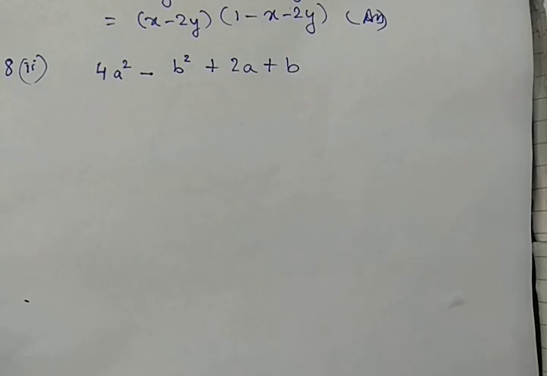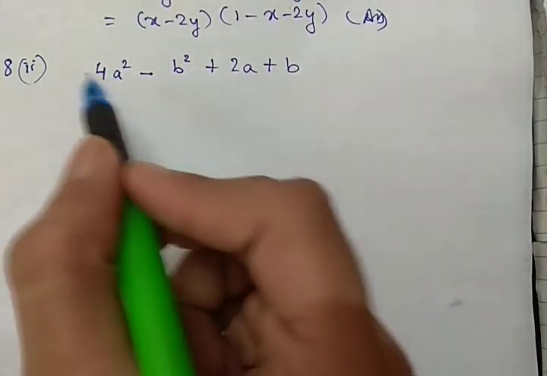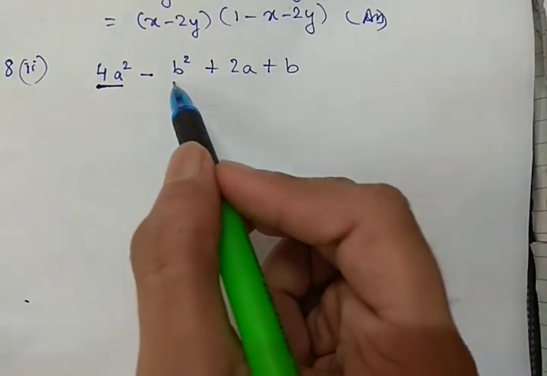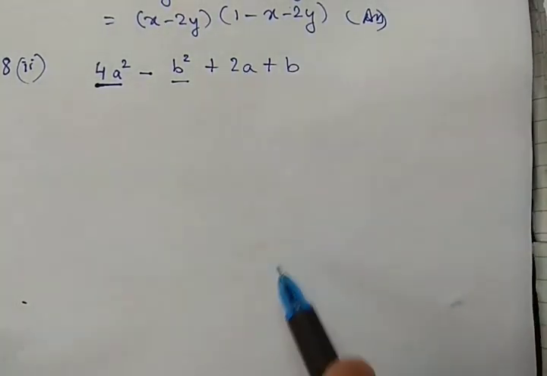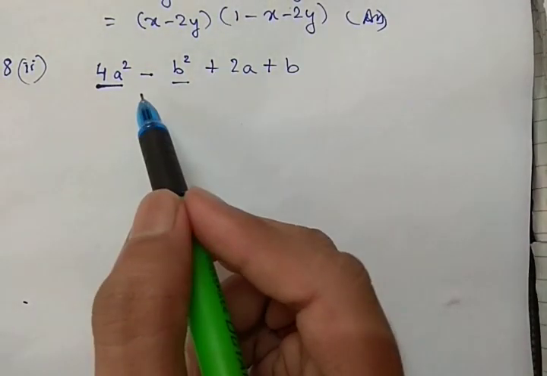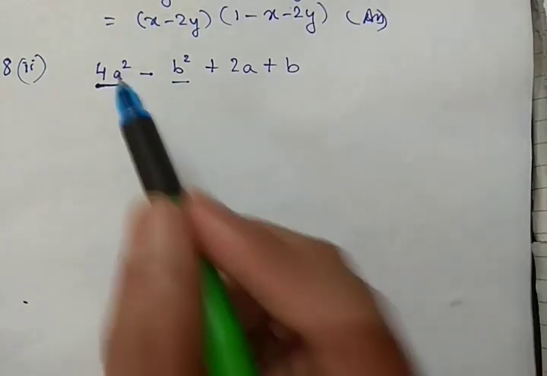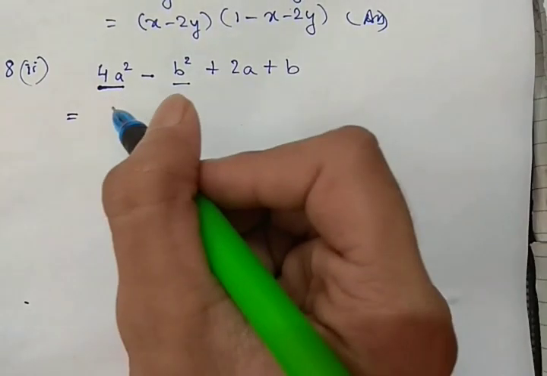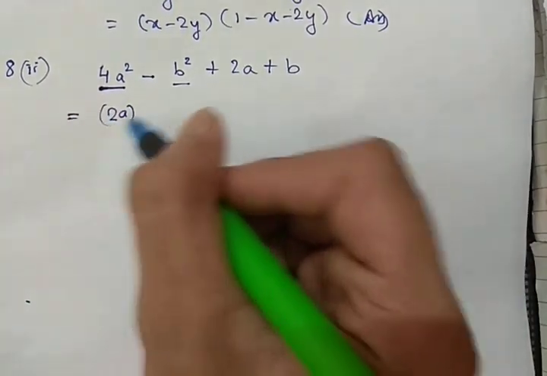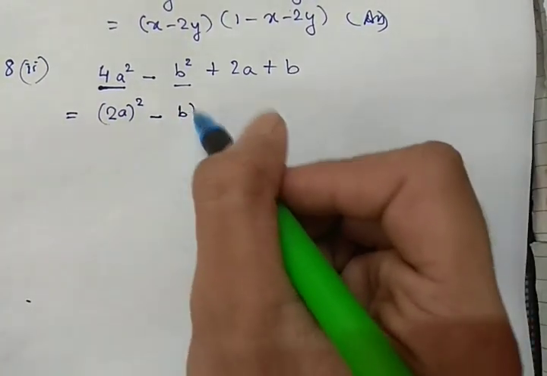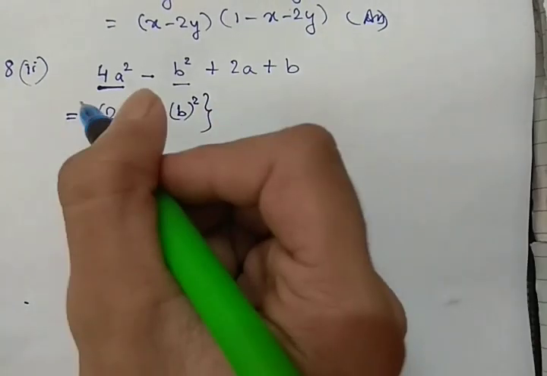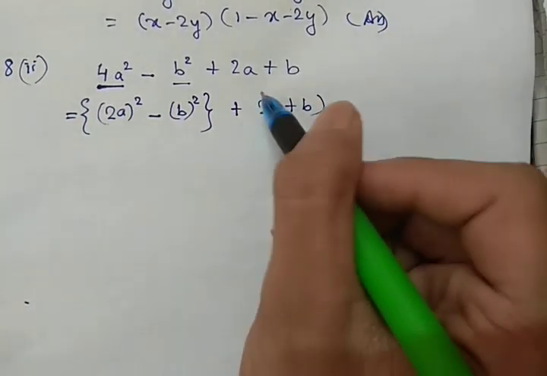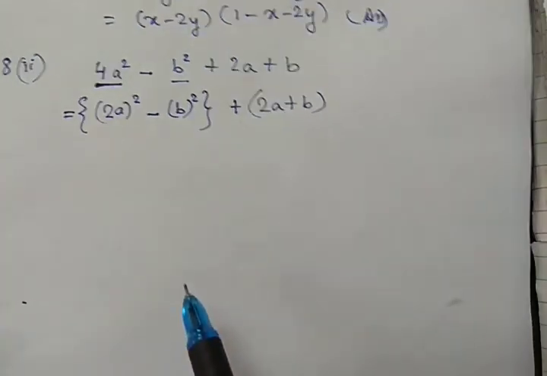Okay, so the next sum, exercise 8, sum number 2. In the same way we can see 4a square is a perfect square and b square is also a perfect square. So let us try solving these in the form a square minus b square. Therefore 4a square can be written as 2a whole square minus b whole square. We keep this in the second bracket plus 2a plus b. We just form two separate terms.